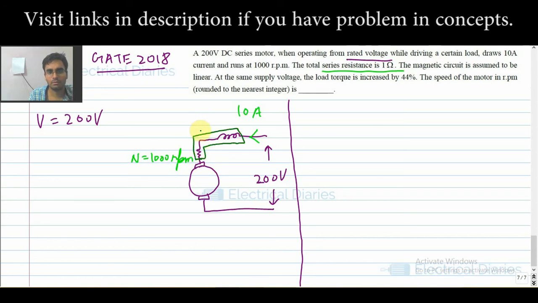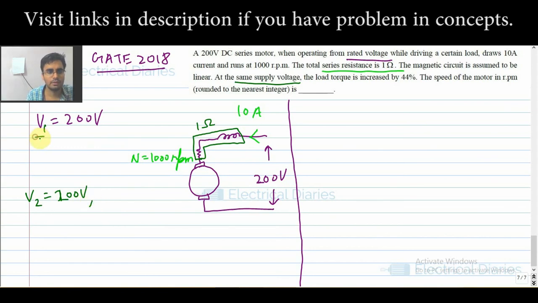So on combining these two, it is given 1 ohms. The magnetic circuit is assumed to be linear, that is, there is no saturation in this motor. Now he is asking that at the same supply voltage, let me say it is V1, that is again at 200 volts, the torque is increased by 44%.